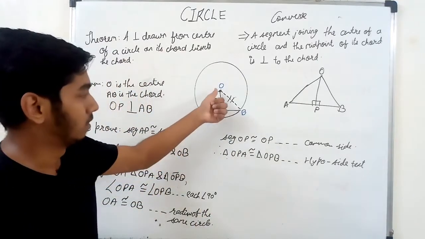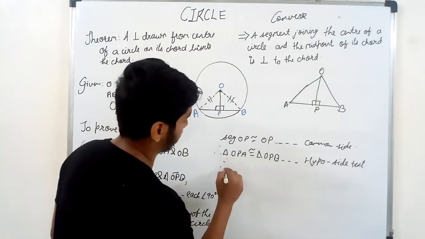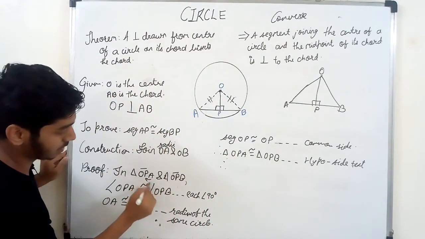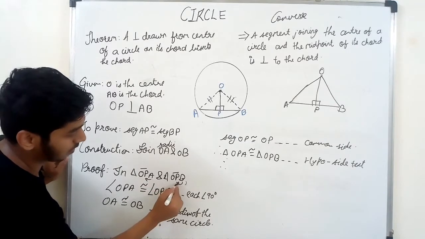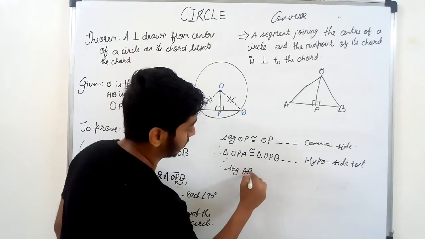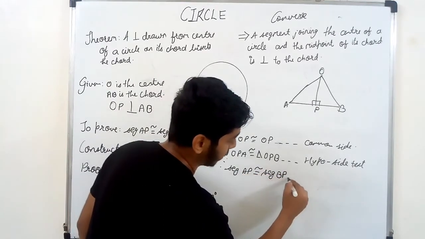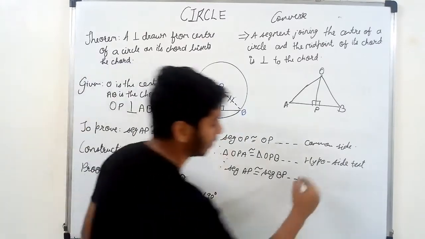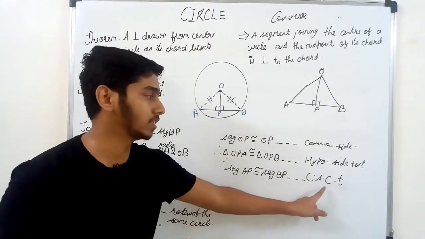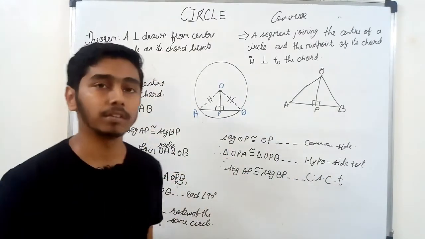Now, we have proved that these two triangles are congruent. Therefore, we can say that AP and BP, segment AP is congruent to segment BP. The reason for this will be CSCT, corresponding sides of congruent triangles. So I hope you have understood this.